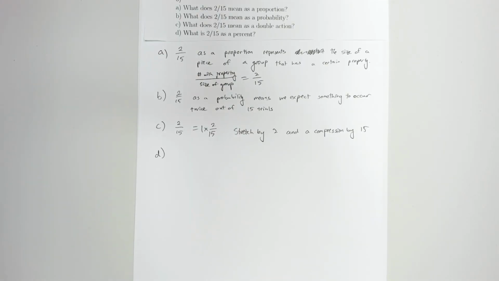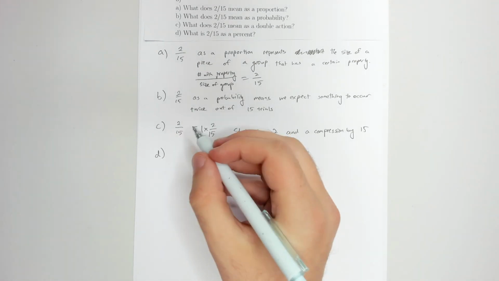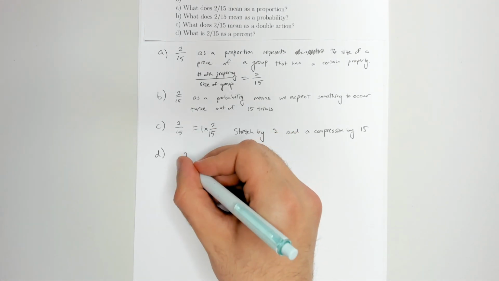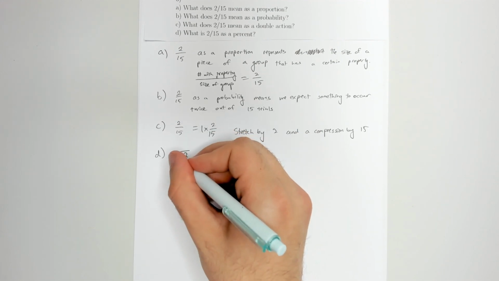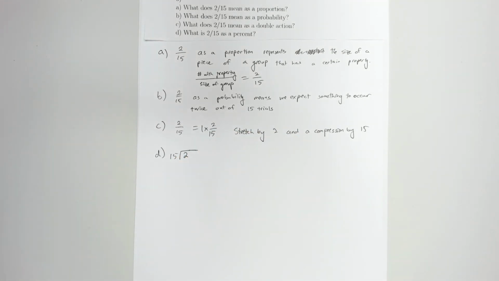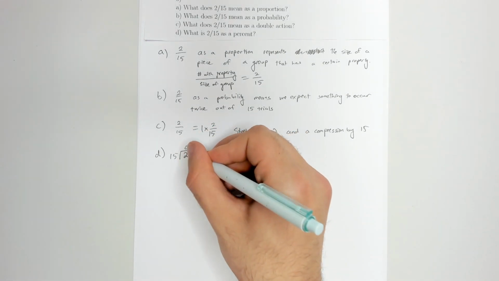And lastly, it asks us to convert 2/15 into a percent. Because 15 isn't a factor of 100, the best way to do this is to do 2 divided by 15 with some long division, get a decimal, and convert that decimal into a percent.